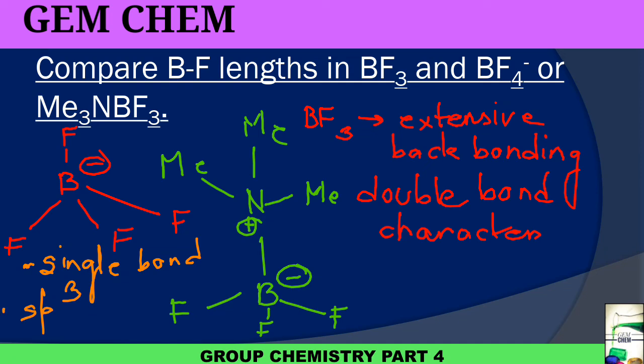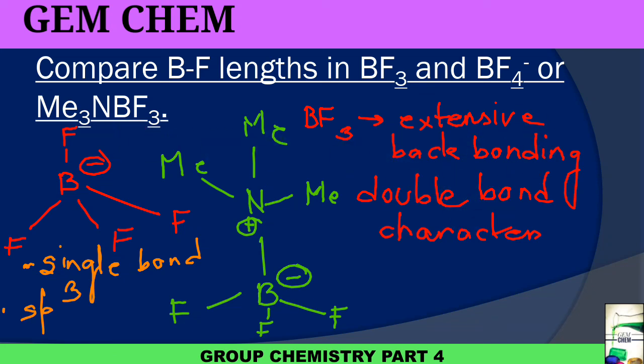So first of all, we can say in BF3 there is an extensive delocalized p-pi back bonding, and since the boron is electron deficient there. Such back bonding in BF4 minus and Me3N-BF3 is not possible. And since the boron contains the negative charge, in the above two species the bond length which we are searching for corresponds to the bond length of fluorine and boron single bonds, whereas in case of BF3 it is of double bonds. Hence, these bonds in BF4 minus and Me3N-BF3 are much longer than in case of BF3.